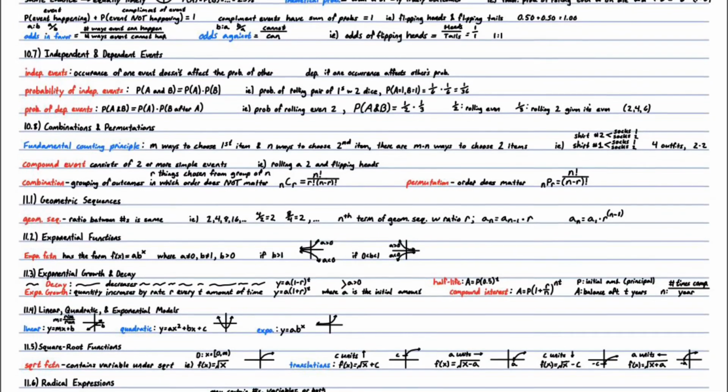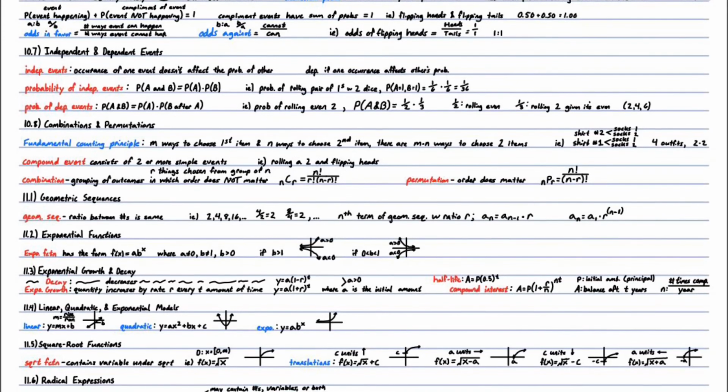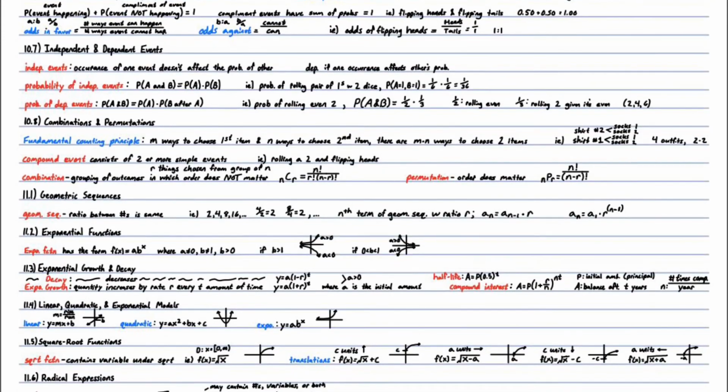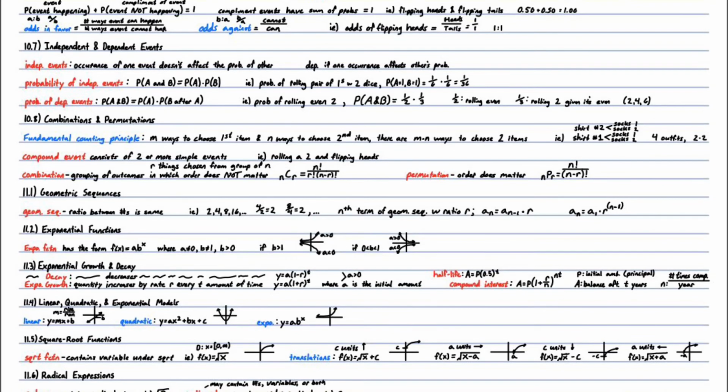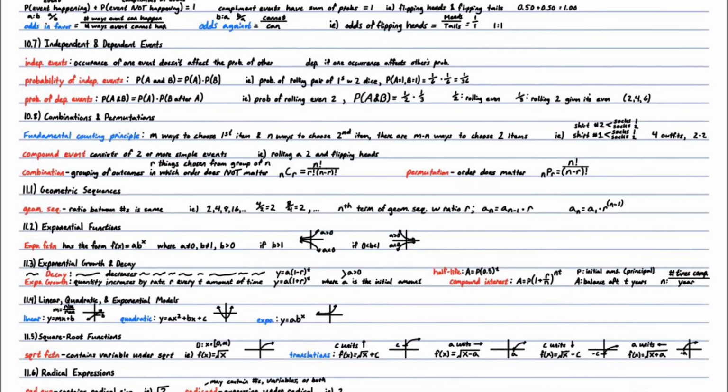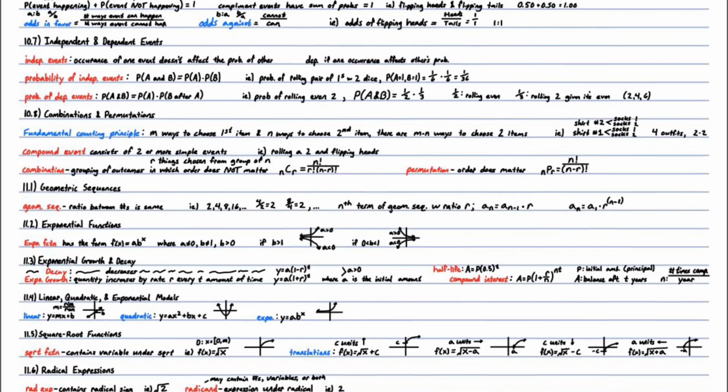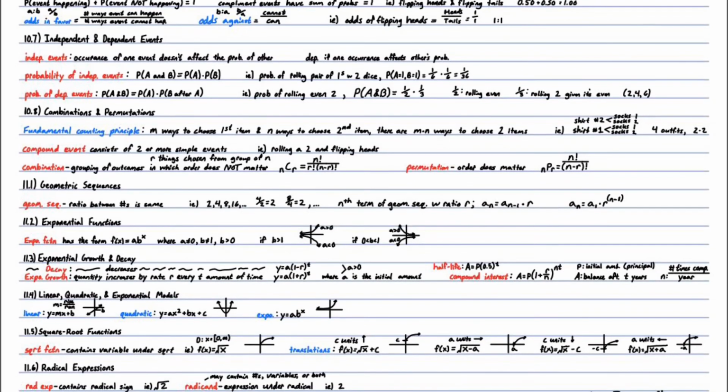Independent and dependent events. An independent event is one where the probability of the event happening is not affected by the occurrence of another event. A dependent event is one that has a probability of occurring that is affected by the occurrence of another event. Probability of independent events: the probability of A and B equals the probability of A times the probability of B.